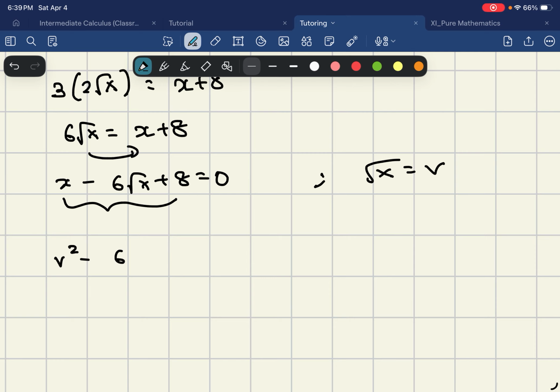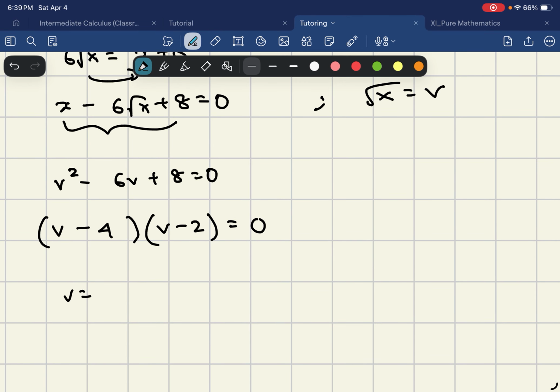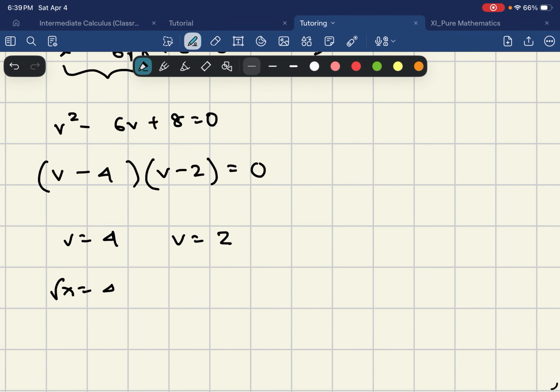So v squared minus 6v plus 8 is equal to 0. I believe this can be factorized. So (v minus 4)(v minus 2) should be the factorization. So v is 4, v is 2. Root x is 4, root x is 2. So therefore, x is 16, x is equal to 4.